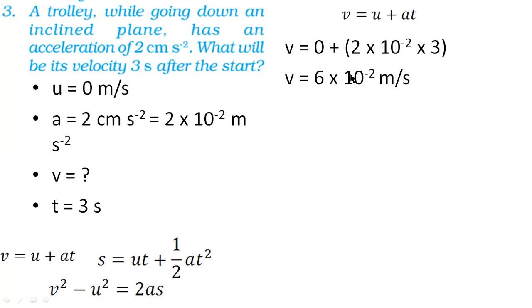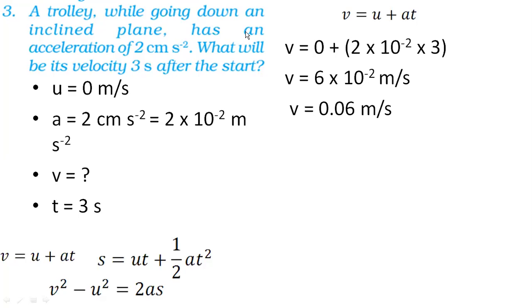Now I have to shift this value. 10 to the power minus 2 is nothing but 0.06. So that would be 0.06 meter per second. Why meter per second? Because we had converted that acceleration from centimeter per second square to meter per second square. So our final answer is 0.06 meter per second. Very simple. I hope everybody is understanding how to calculate this. So give me response in chat box. Can we move to the next question?